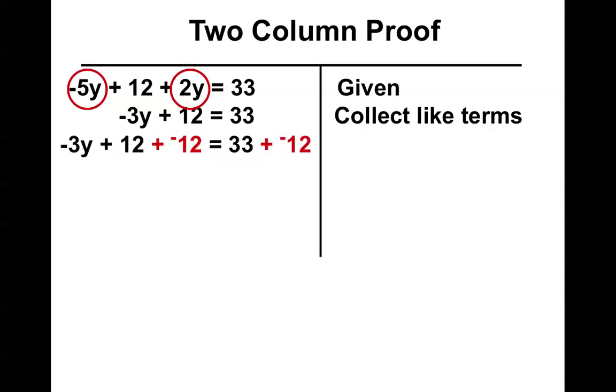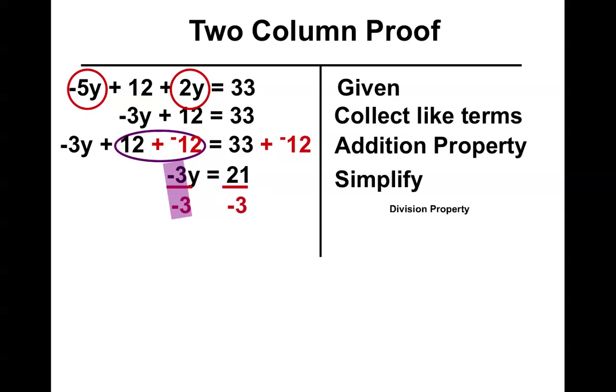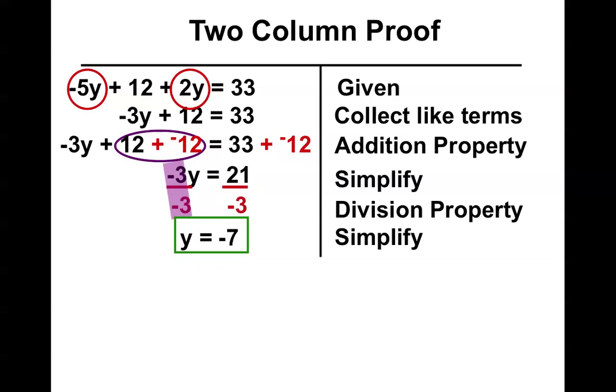So when I subtract the 12 and subtract the 12, I end up getting negative 3y equals 21 after I simplify. And now I can use the division property of equality to eliminate the negative 3, and I end up getting y equals negative 7 after I simplify. All right. That's how you can solve problems that have more than one variable on one side of the equation.